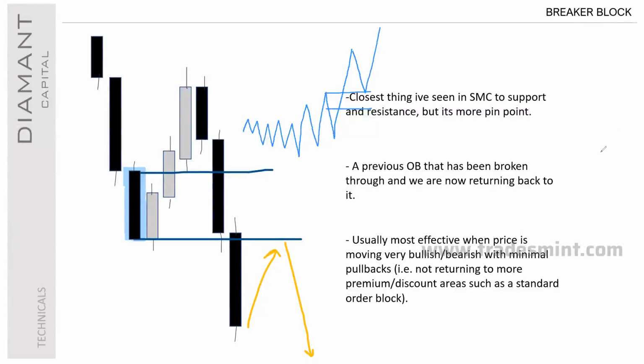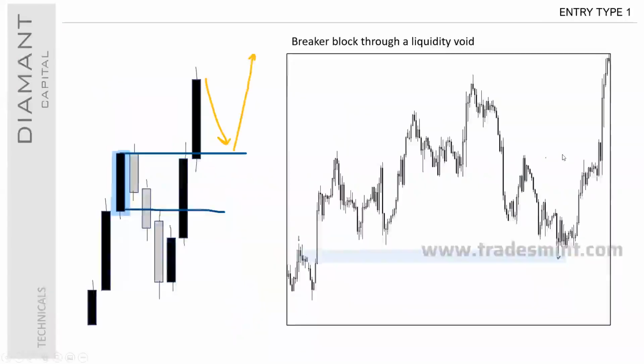Now, moving on to entry type 1. First one is a breaker block through a liquidity void. So what do I mean by that? We're going to get more into liquidity voids, but to explain it simply, it's a place where there's unbalanced movement. So you see here how we're going up and we're going down. We're going up, going down, going up, going down.